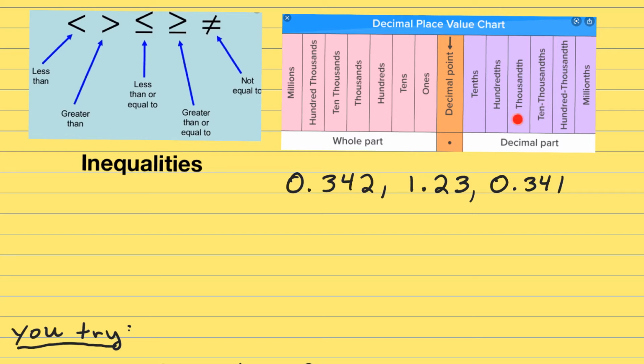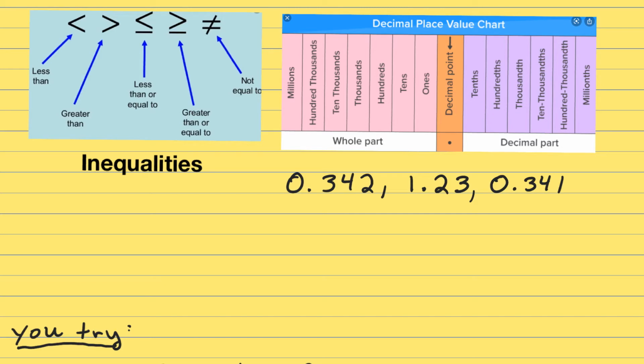How am I getting that? Right here. And then to the left, we have whole numbers. So this one has 0 wholes, this has 1, this has 0. So if I said put these numbers in order from least to greatest, here's how you would do it.